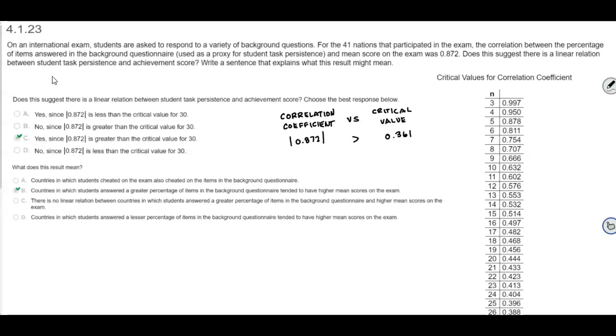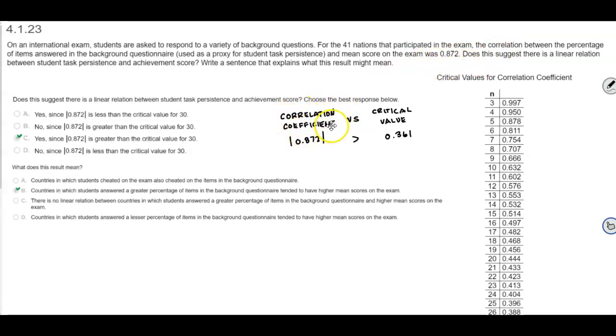Does this suggest that there is a linear relation between student task persistence and achievement score? And once we decide whether there's a linear relation, then we're going to write a sentence that explains what this result might mean. So the first thing that's given in the problem is the number for r, which is the linear correlation. And so the linear correlation is given by the number of 0.872.